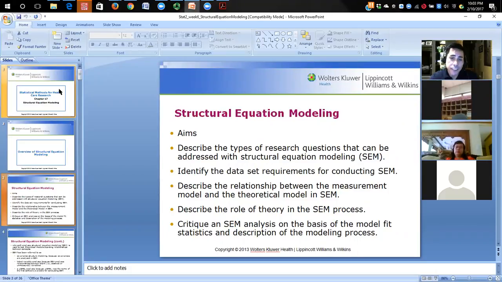It identifies data set requirements and describes the relationship between the measurement model and the theoretical model. So there are two models that are simultaneously examined in structural equation modeling: the measurement model and the theoretical model. This is quite a complex statistical method, and you really need an expert.